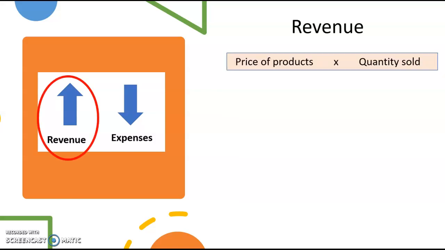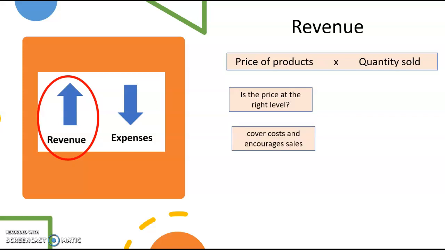We know that our revenue is the price of products times the quantity of products that we sell. So there could be a problem with either of those aspects. If we think about the price, is the price at the right level? Does it allow costs to be covered, and does it encourage sales? So the business might need to consider its pricing strategies.